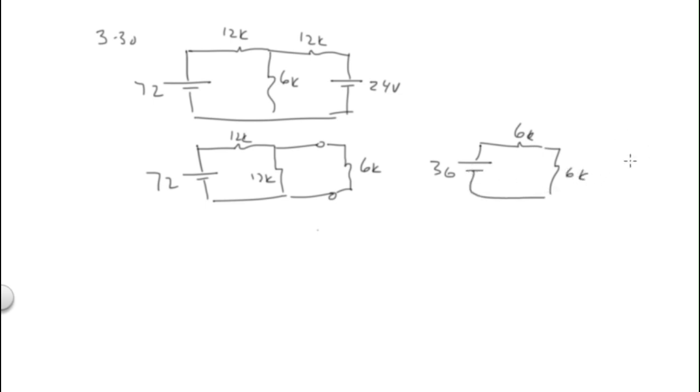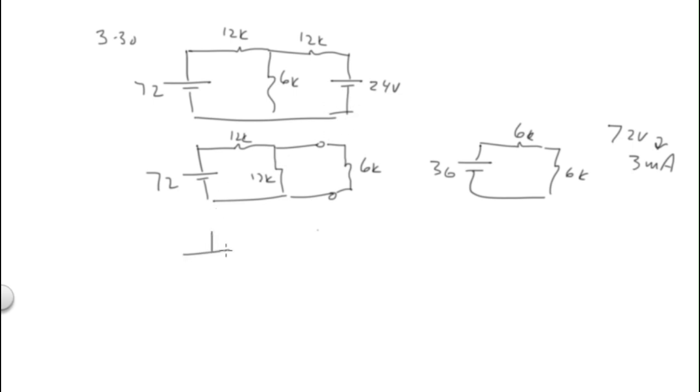So 36 divided by 12 is what? 3 milliamps. So basically I have 3 milliamps based on this, on the 72K. Okay, so based on the 72 volts I have 3 milliamps. Now what do I have with the 24 volts?